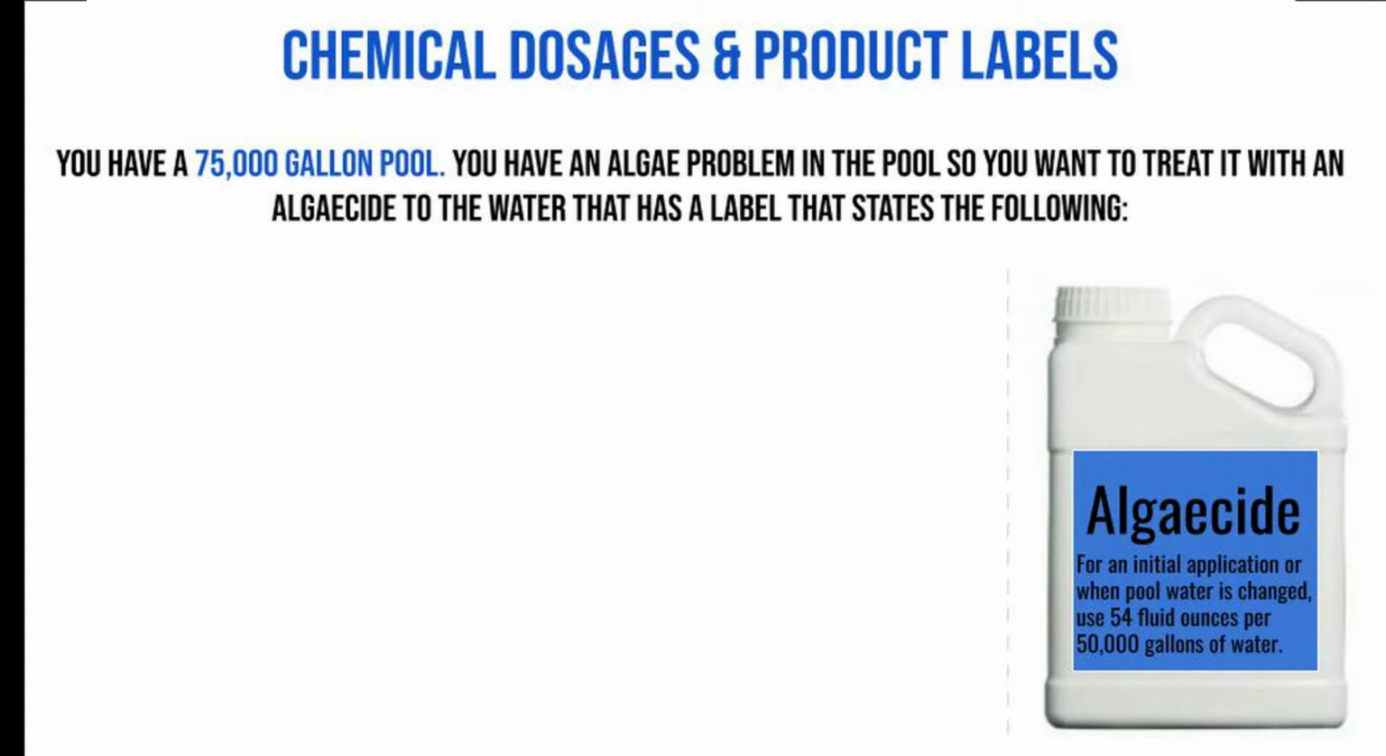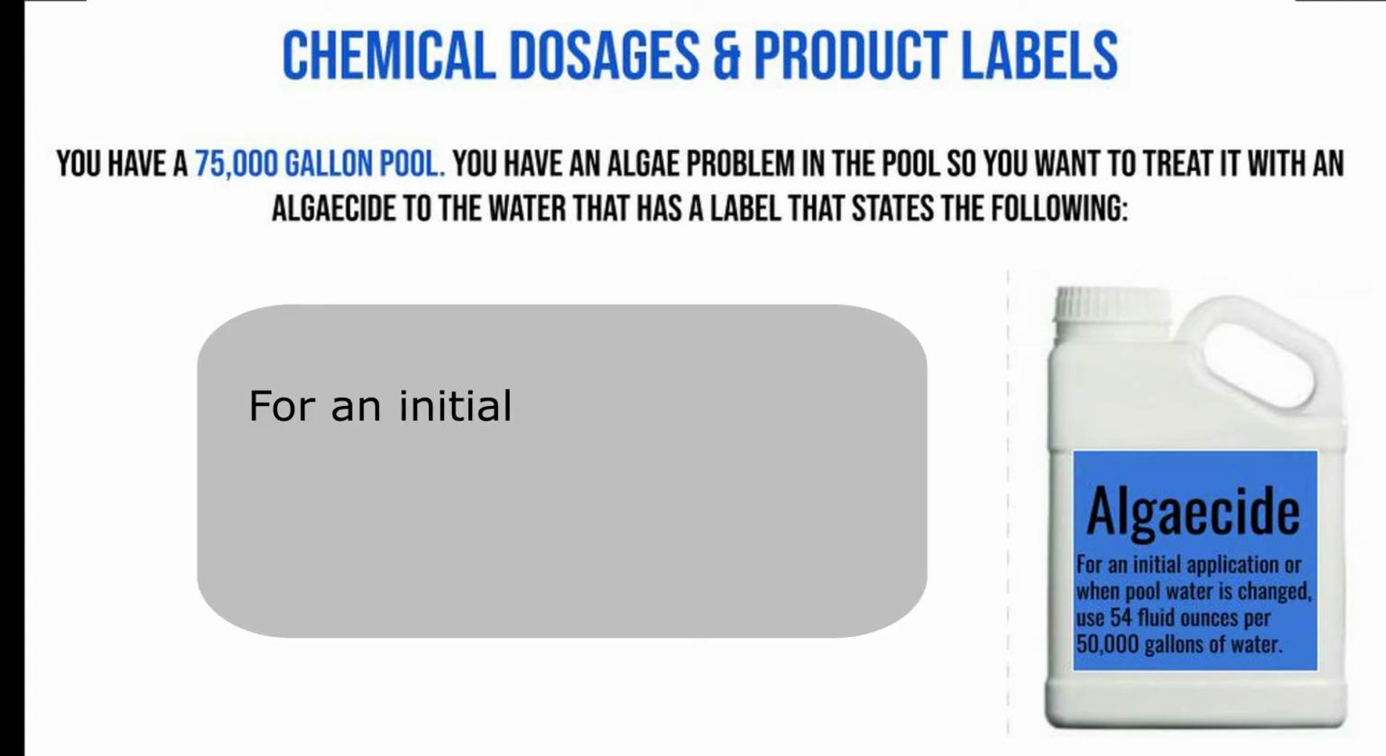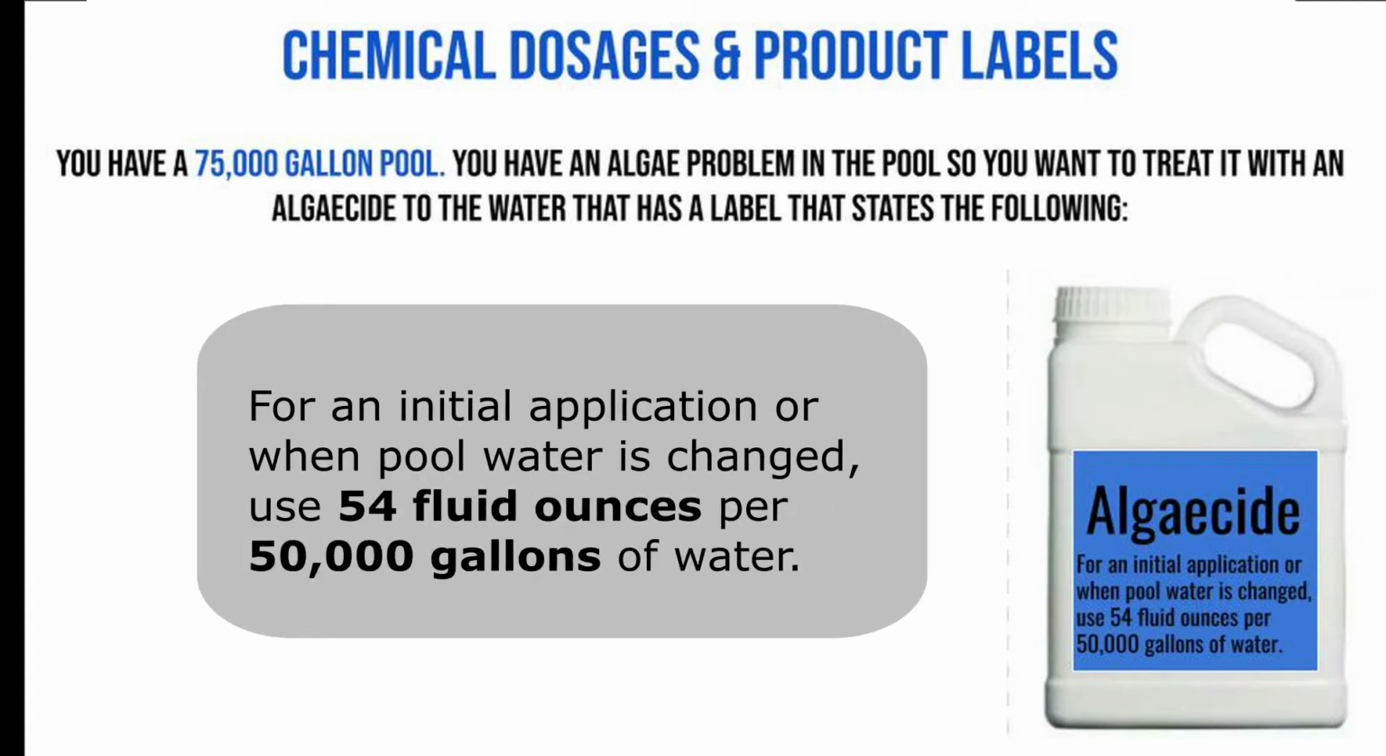You have a 75,000 gallon pool. You have an algae problem in the pool, so you want to treat it with an algicide to the water that has a label that states the following. For an initial application, or when the pool water is changed, use 54 fluid ounces per 50,000 gallons of water.